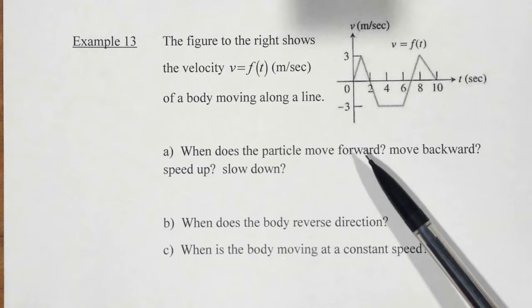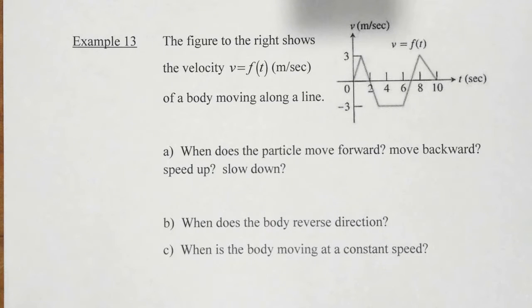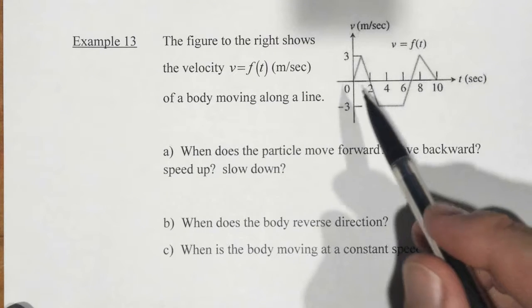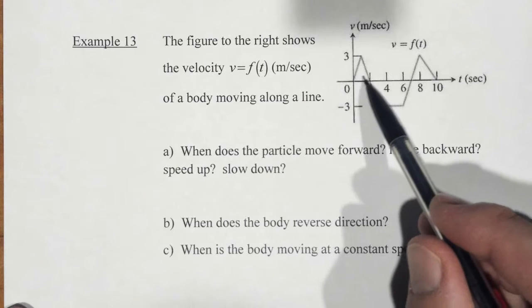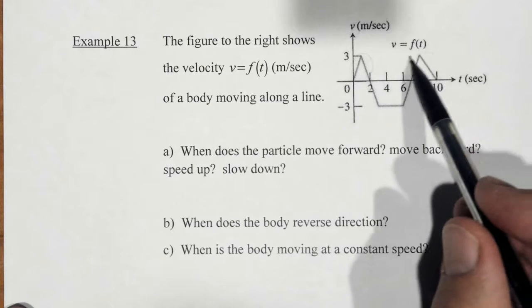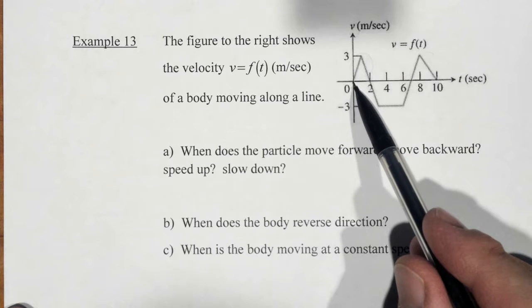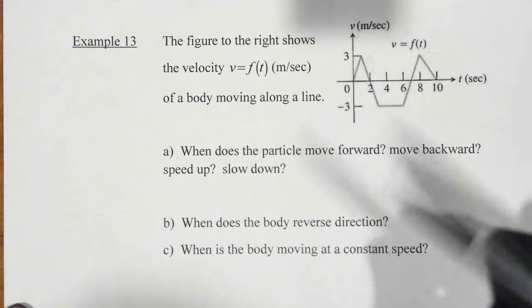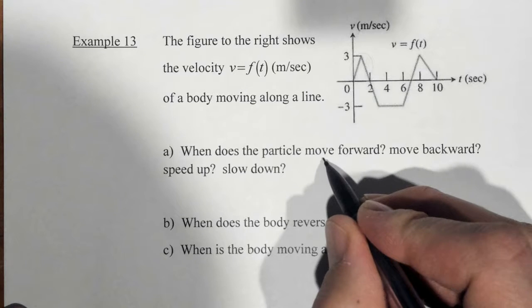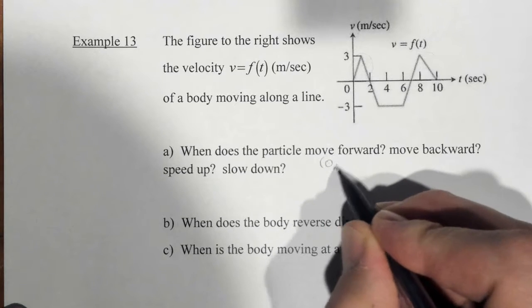A particle is moving forward when the particle has positive velocity. We can see that the positive velocity is when the velocity function is above the x-axis. So we can say the particle moves forward from t equals 0 to 2. And I'm going to use interval notation here. So 0 to 2.